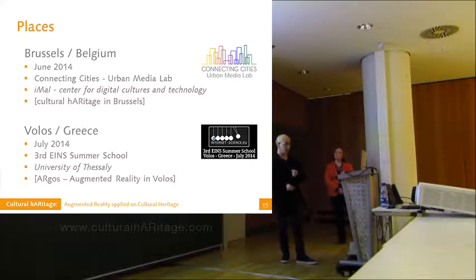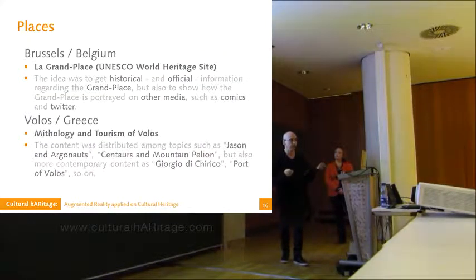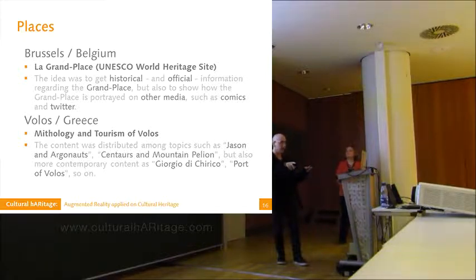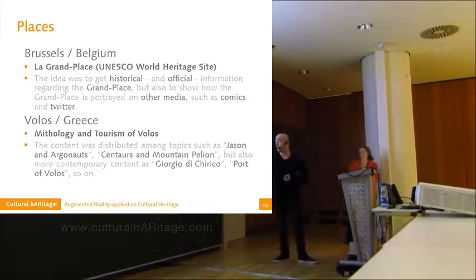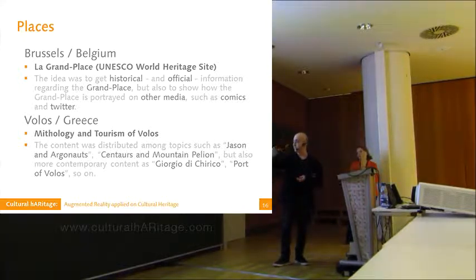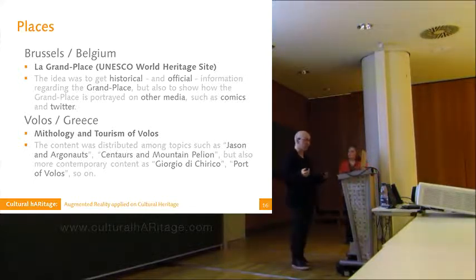What is good here is that we have two different cities with two different profiles. In Brussels it was the Grand Place, that's UNESCO heritage. That's where the city hall is, a very beautiful place. So we just have a square to work on with cultural heritage, UNESCO World Heritage Sites. And the other city is Volos, a different profile, so it's a city, it's not just a square. So the challenge is also changing. And it's also not about places, but about mythology, like centaurs and the chase of the Argonauts.